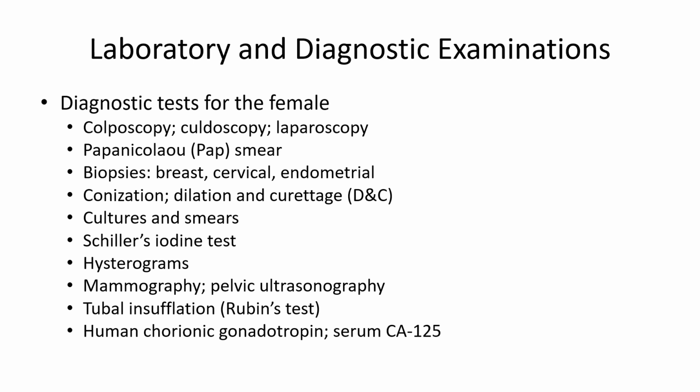All right, moving on to cultures and smears. When we think about cultures and smears, they're collected to examine and identify infectious processes, also to identify abnormal cells, hormonal changes of the reproductive tissues. The smear is placed on a glass slide. It's covered with another slide, or it might be sprayed with a fixative.